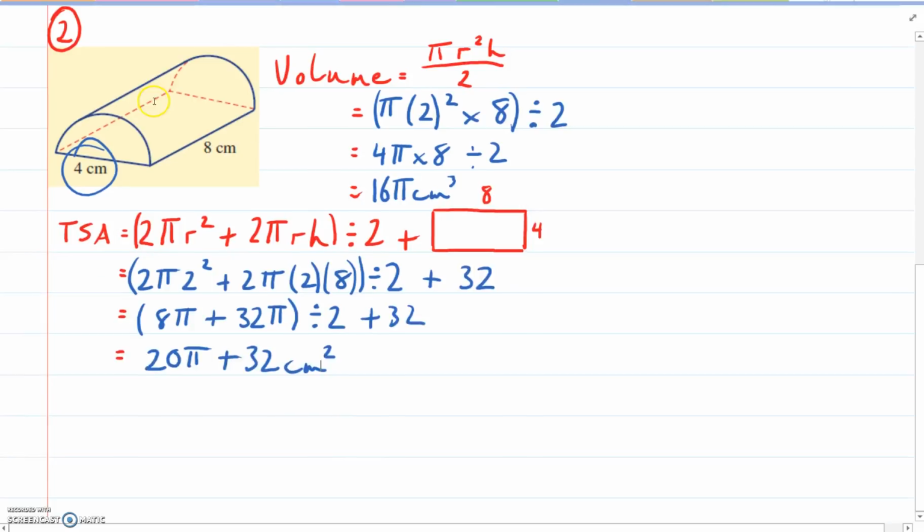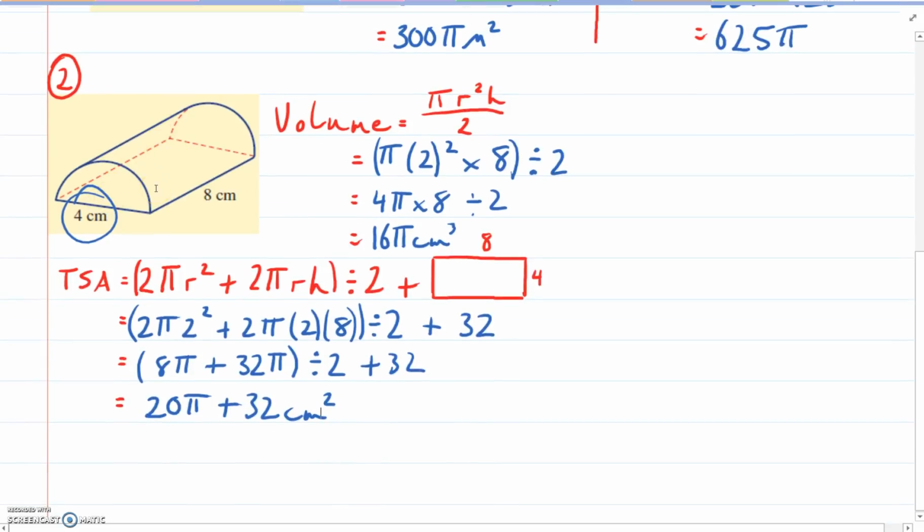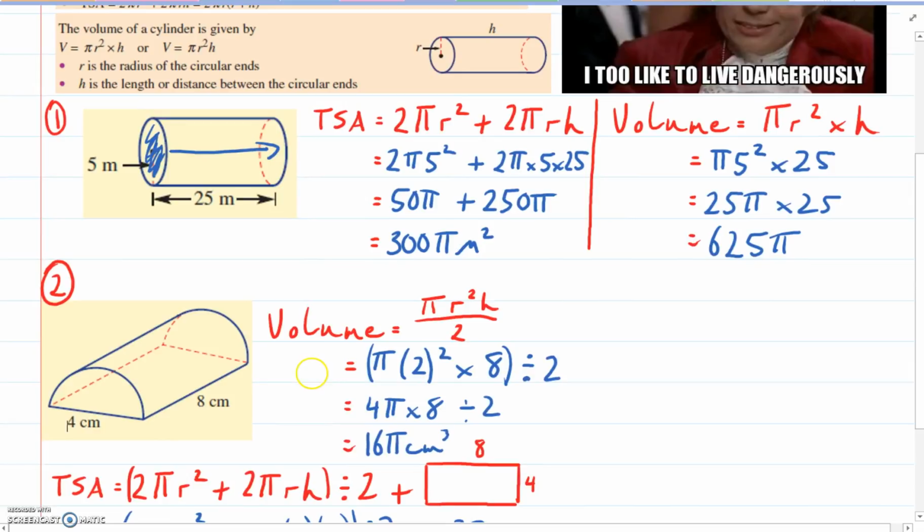So just be careful with those half cylinders. You do need to include the rectangular cut-off section, and be careful with questions like this. You might get something like a cylinder that has had the side removed, or a tunnel that has had sections removed, and you might need to take those away from the total surface area. So just read the questions carefully as you work through them.